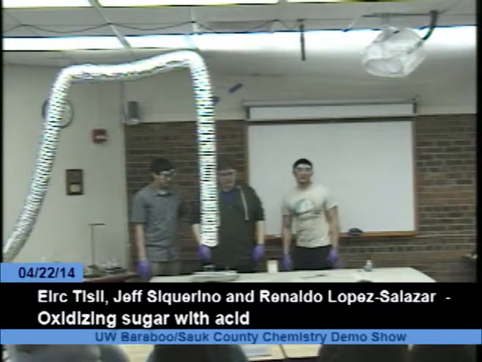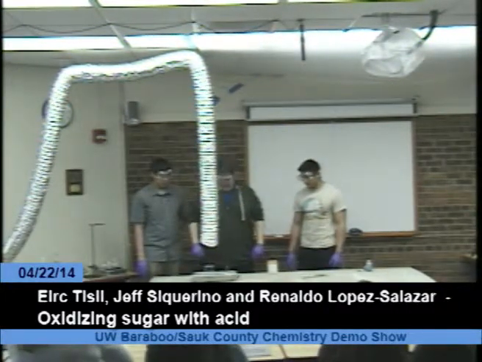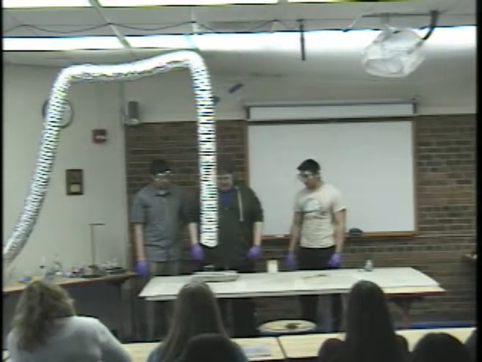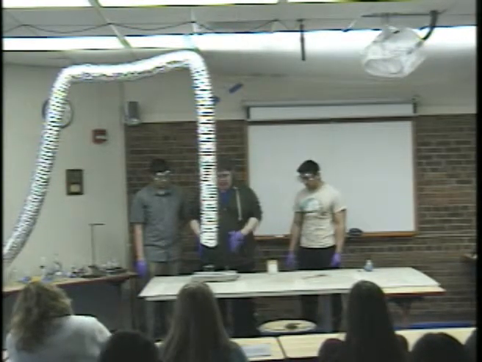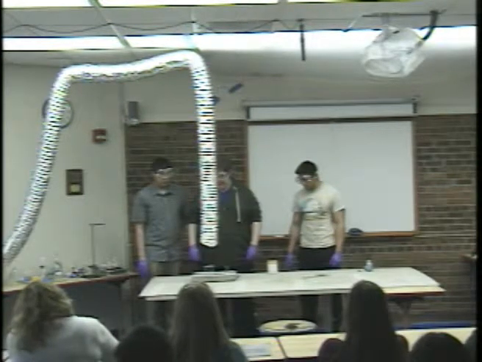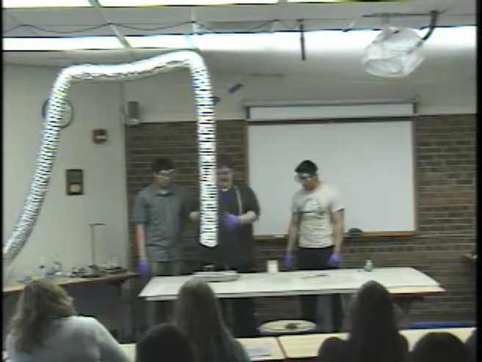Here we have sucrose, which is table sugar, and sulfuric acid. When you mix the two, the acid will dehydrate the sugar, and you'll basically be left with carbon, and that reaction releases a lot of heat, so it ends up putting out a lot of steam, and the carbon will rise out of the beaker in a black tube.